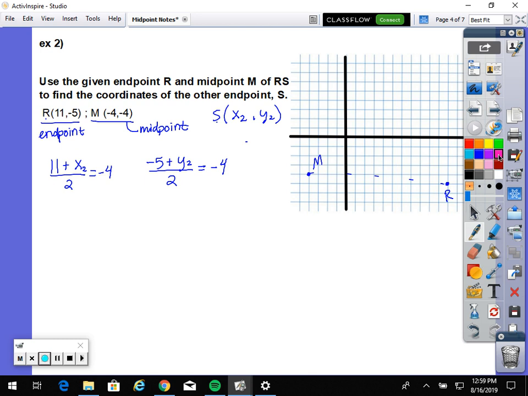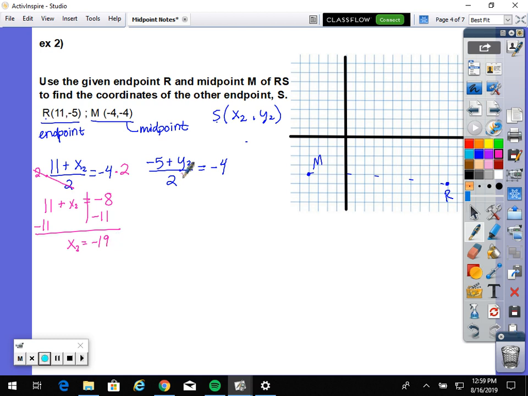So I'm going to work on x first. I need to clear the fraction, so I'm going to multiply both sides by 2. On the left, these 2's are going to reduce to a 1, and I'm going to get 11 plus x sub 2. And then -4 times 2 is going to give me a -8. Move the 11 over, and I get that my x value is -19.